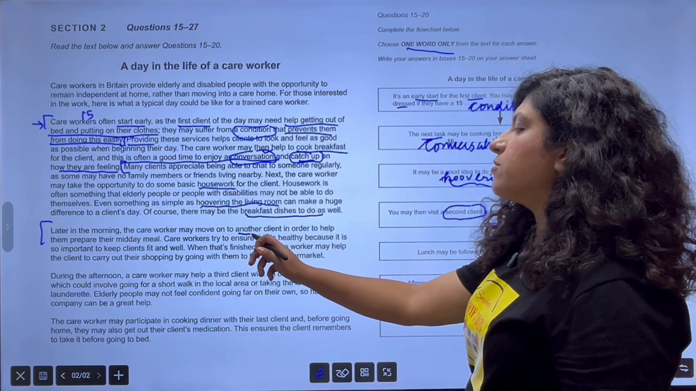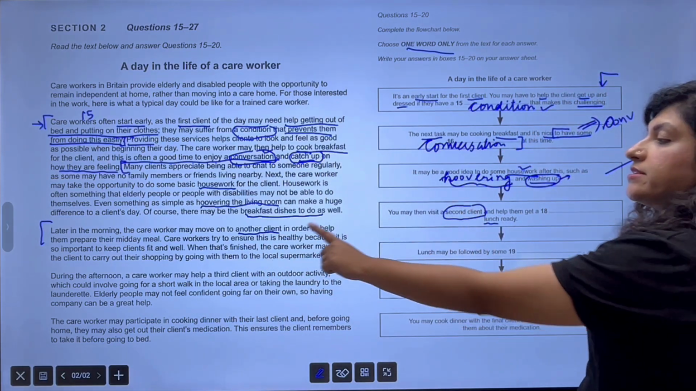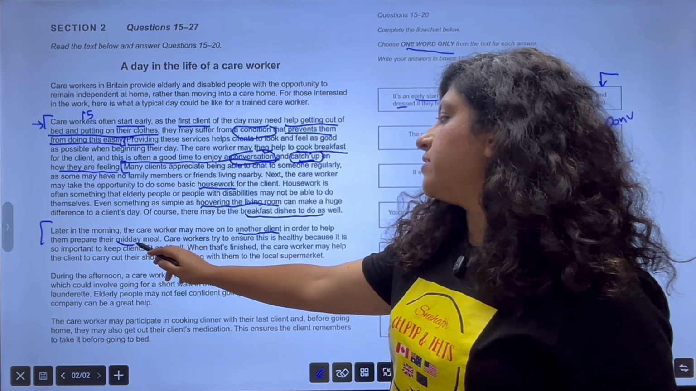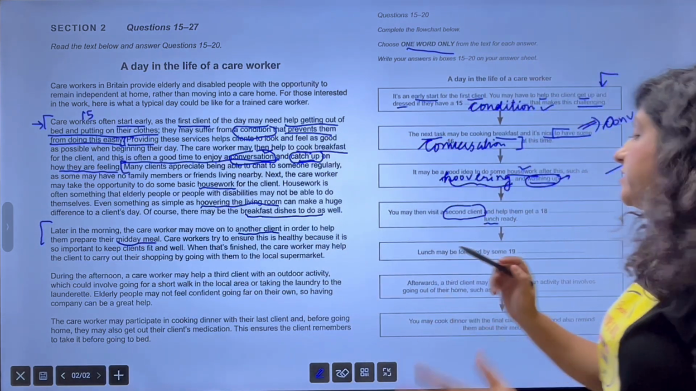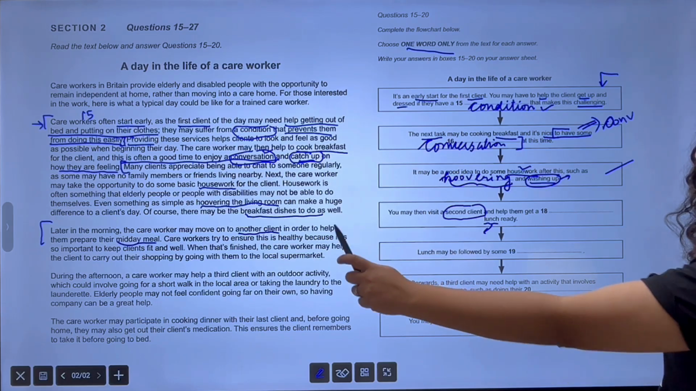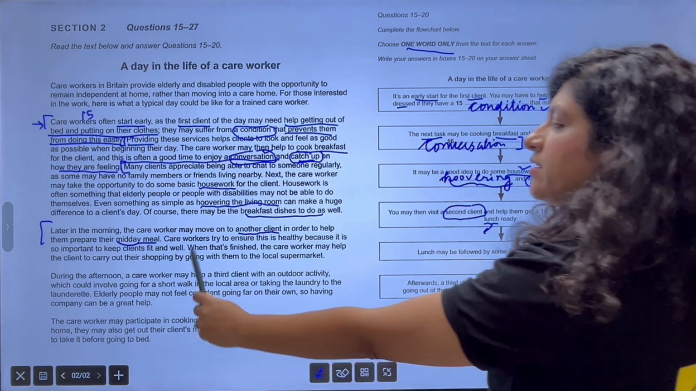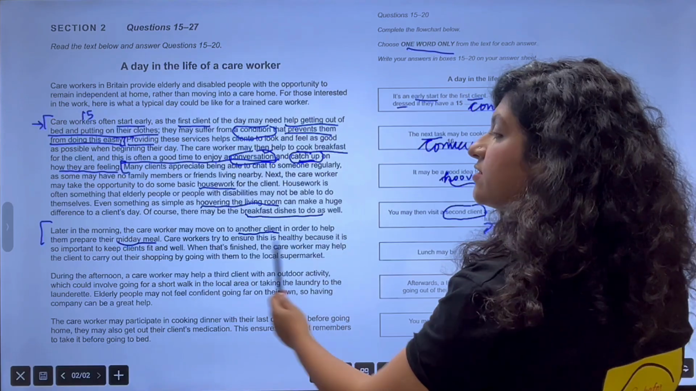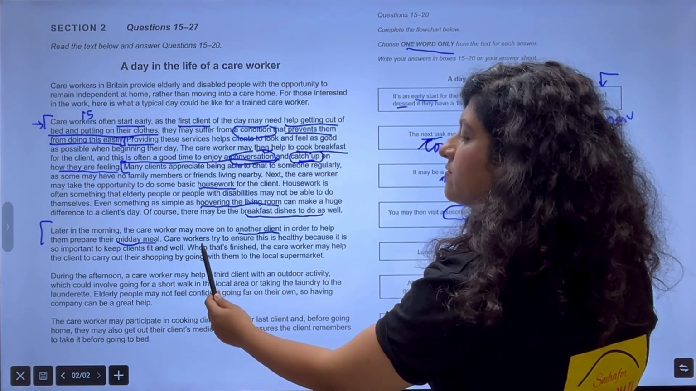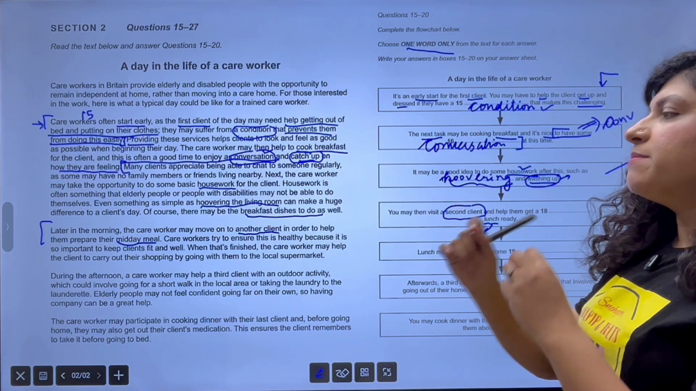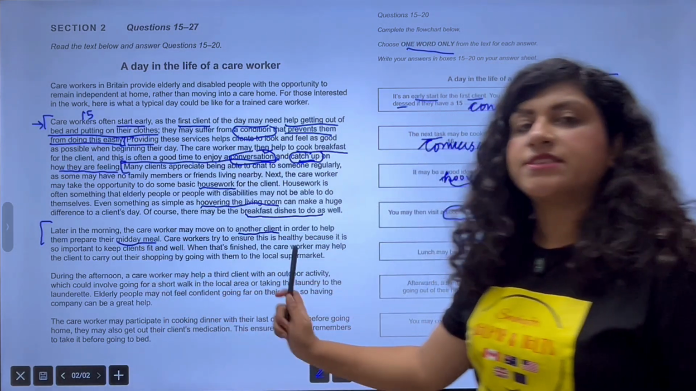So yes, we are talking about the second client, another client, in order to help them prepare their midday meal. And midday meal is nothing but lunch, right? So it's paraphrasing, as you can see. Then it says care workers try to ensure this is healthy because it is so important to keep clients fit and well. And care workers have to make sure that the midday meal, that is the lunch, is healthy.